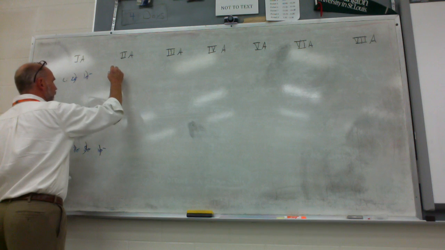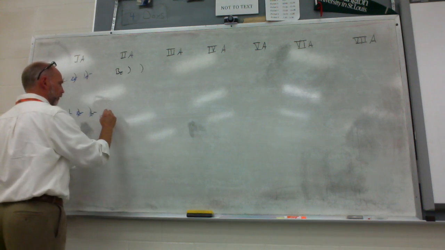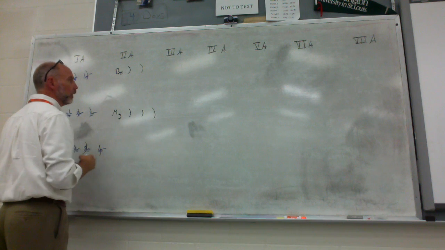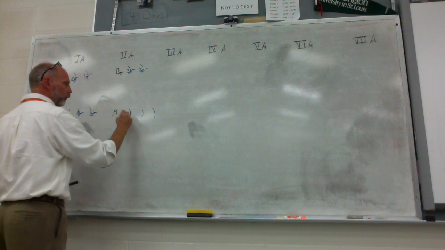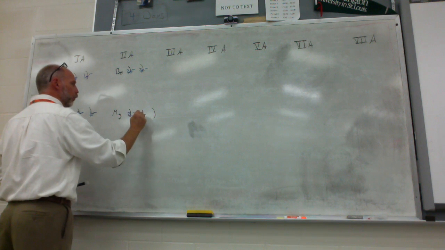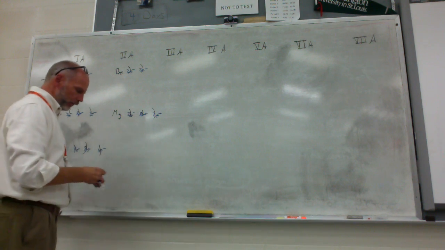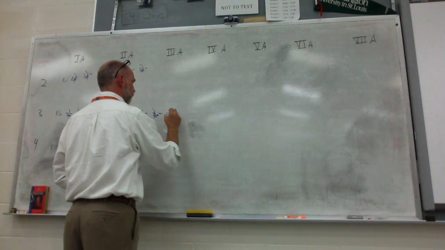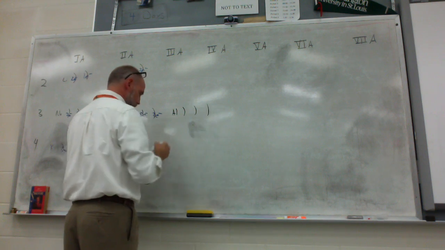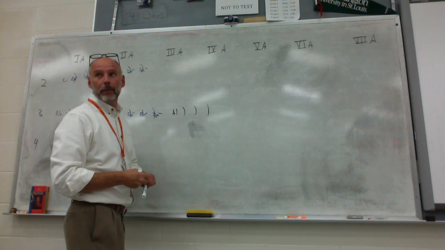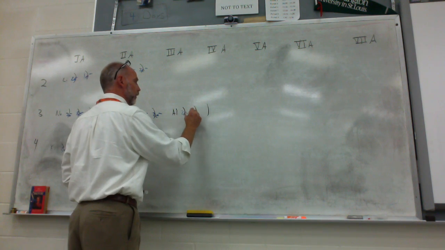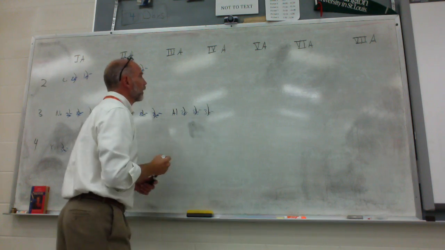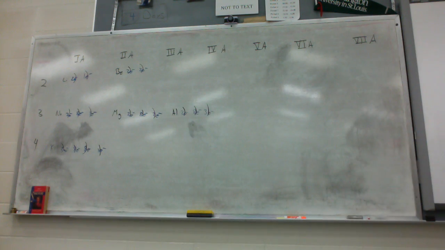Group 2A. Beryllium has how many electrons? 4. 2 in the first, 2 in the second. Magnesium, as we already know, has 12. Let's do aluminum. Aluminum has how many electrons? 13. 2, 8, 3. I'm going to skip group 4A for now. We'll talk about why here in a little bit.